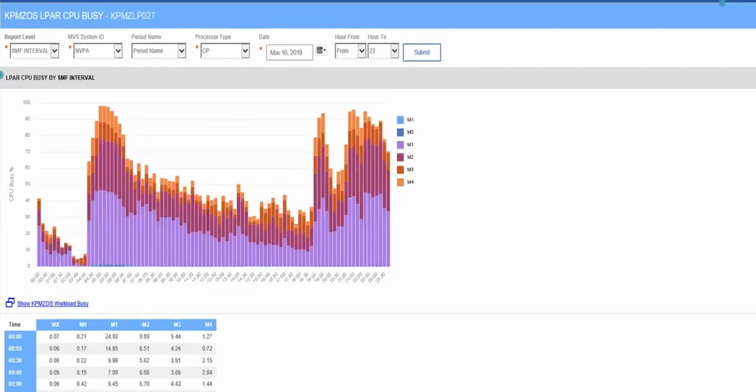So what if we think that the hourly wasn't granular enough? We know that there was a high point at 5 in the morning, but we can go, as I say, into more detailed information. And I've selected now the SMF interval to take a closer look, and we can now see the breakdown as that goes across in far more granular detail, which I think probably on this one is every 15 minutes as we look at this.